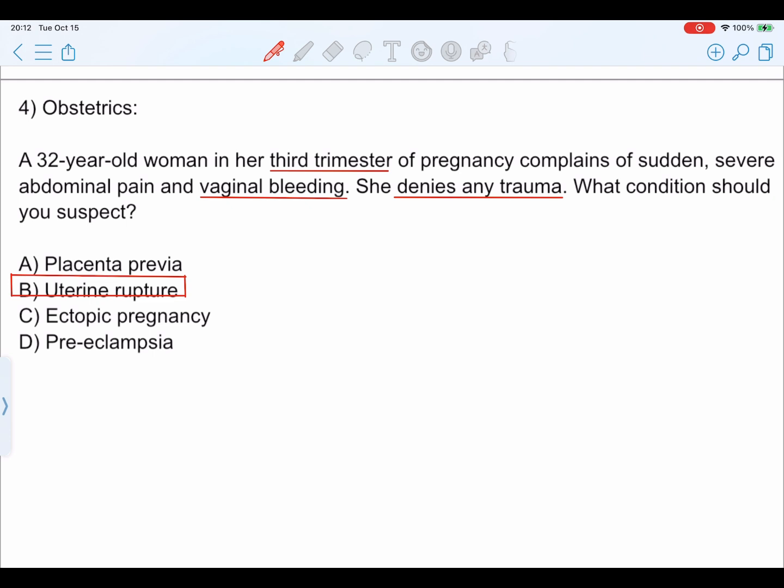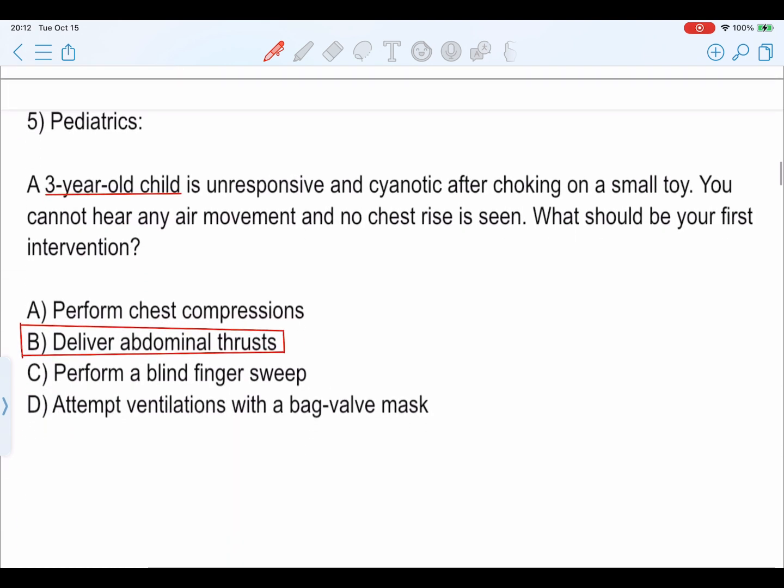So that's why B is going to be our best answer, especially because this can happen late in the pregnancy as well. It's very common to happen late in the pregnancy, especially if labor is about to start. It's going to be like a late pregnancy to labor type condition. So yeah, that's why B is going to be our best answer.